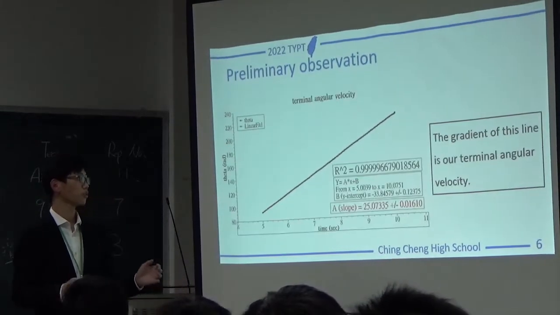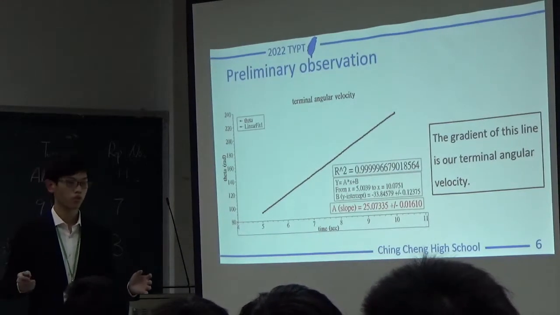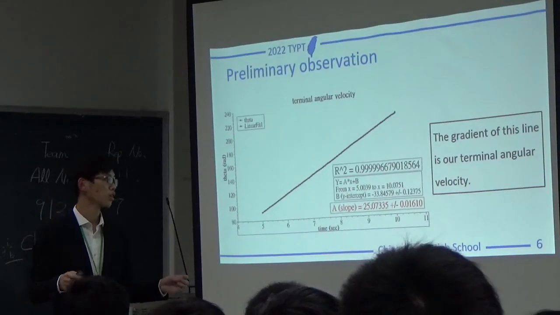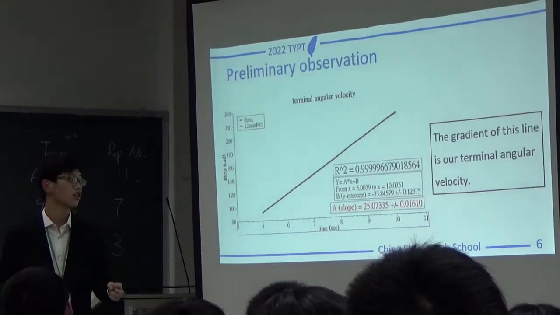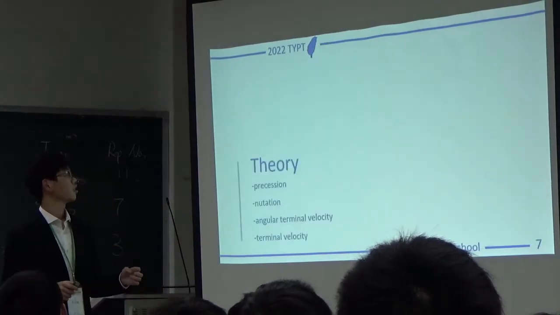If we capture the part that is stable and fit it to a linear growth, you can see that the R-squared value is really close to 1. So we can say that the gradient of the slope is our terminal angular velocity. And here's our theory.